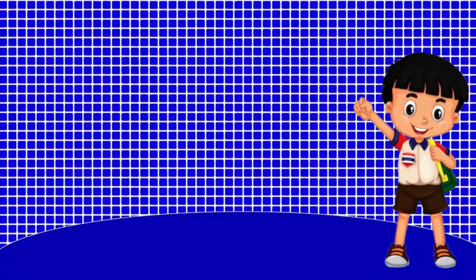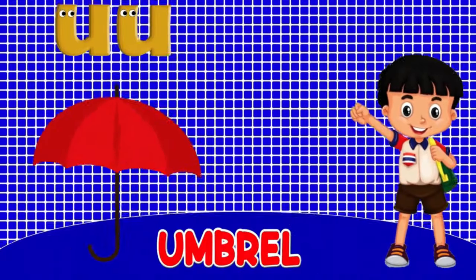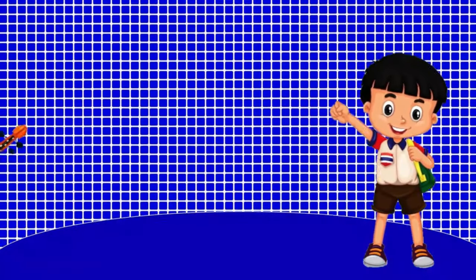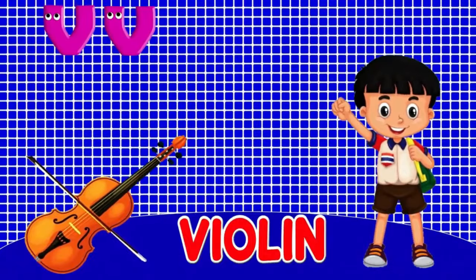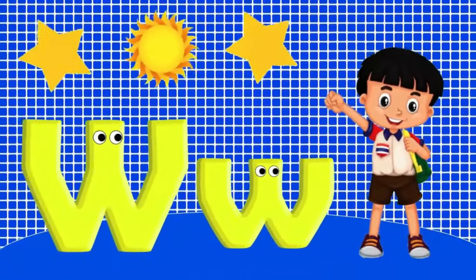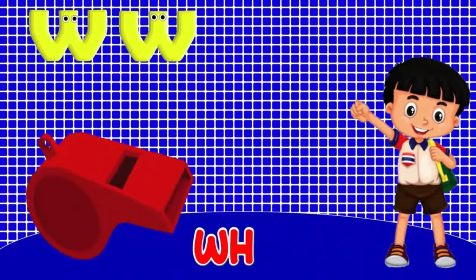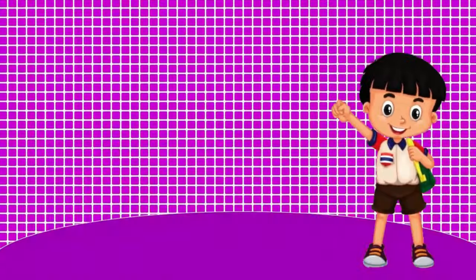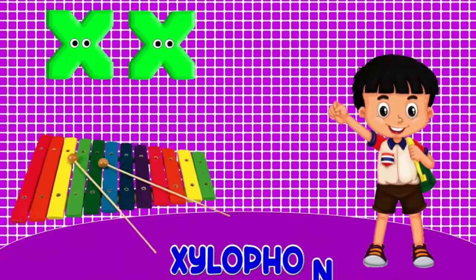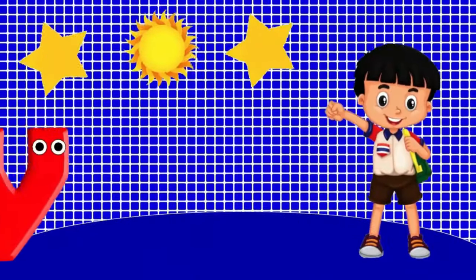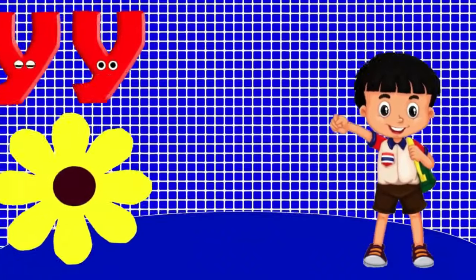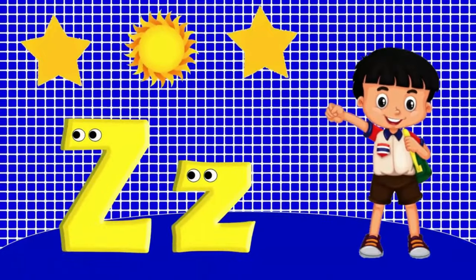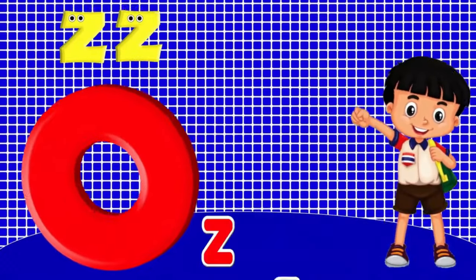U is for umbrella. V is for violin. W is for whistle. X is for xylophone. Y is for yellow. Z is for zero.